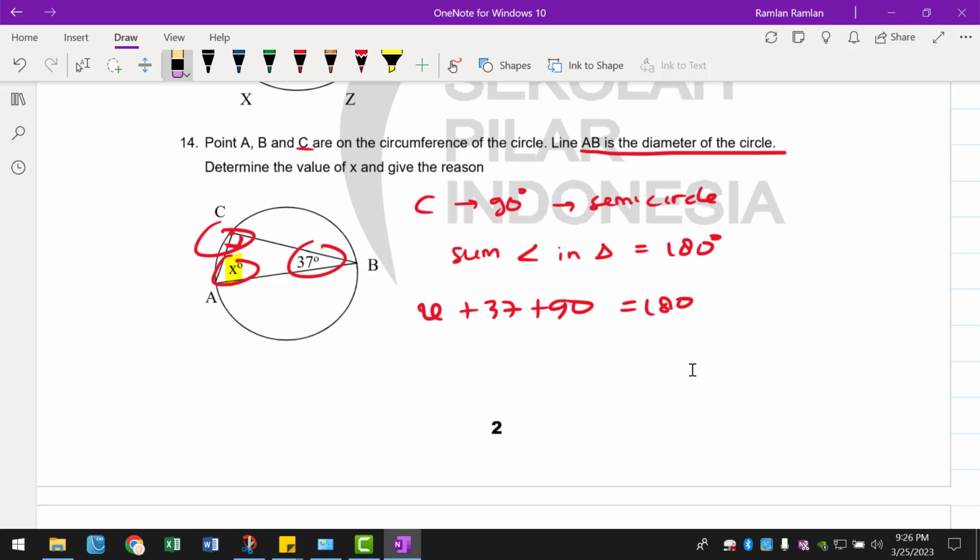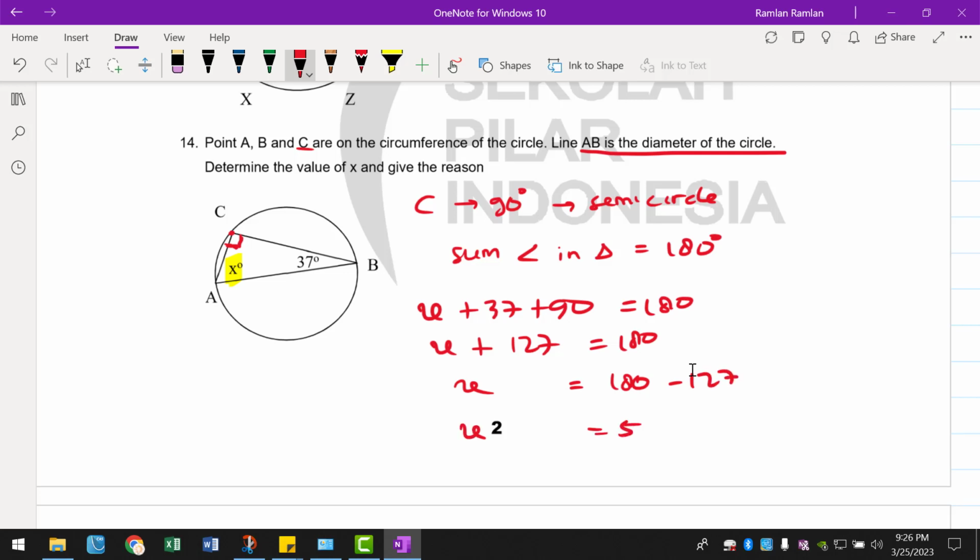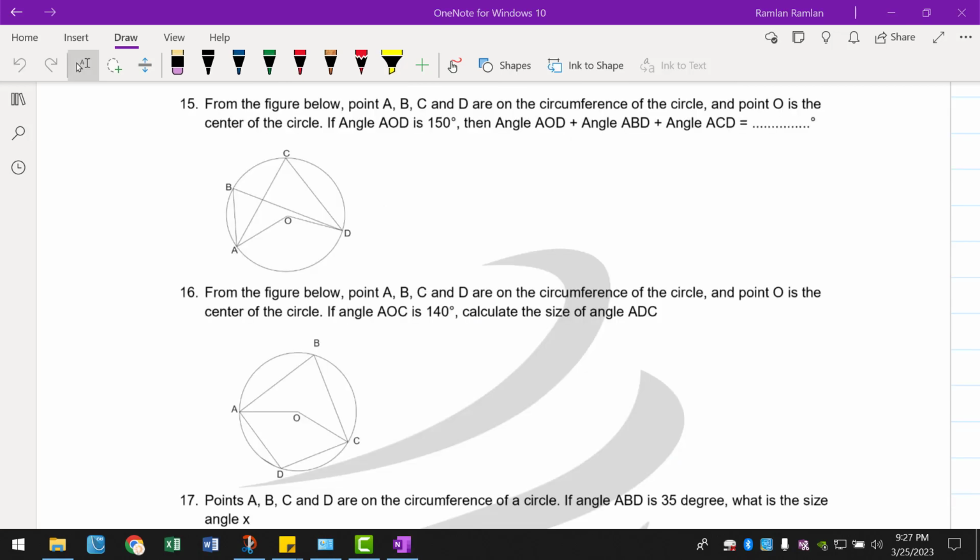Okay, so pretty simple algebra, right? Just find the value of X. X plus 127 equals 180. So X equals 180 minus 127, and X equals 53 degrees. That's it. Okay, number 15.